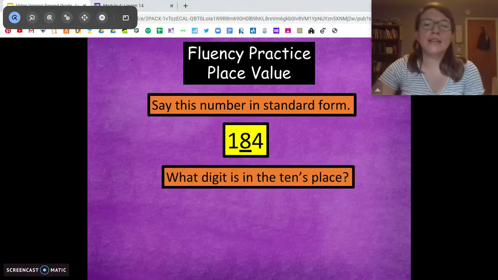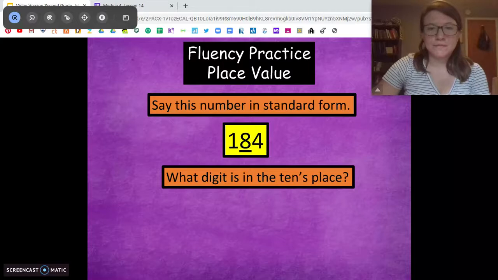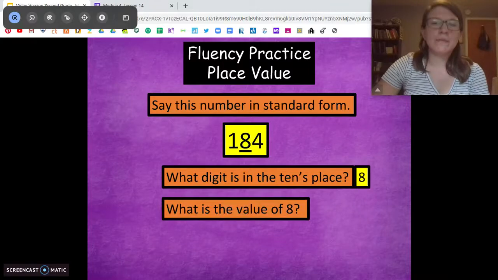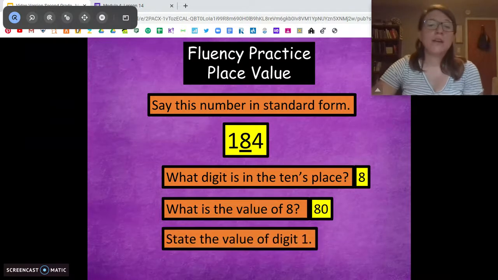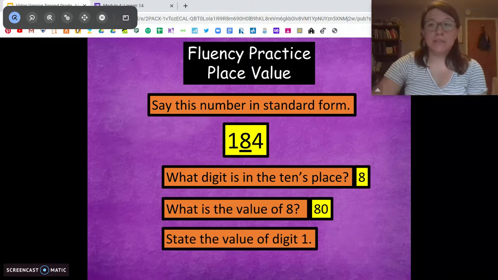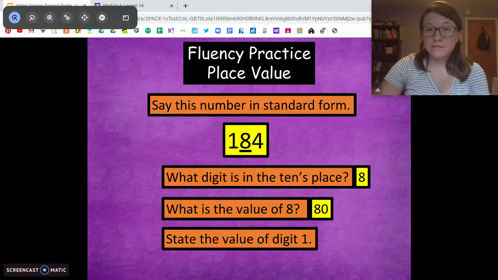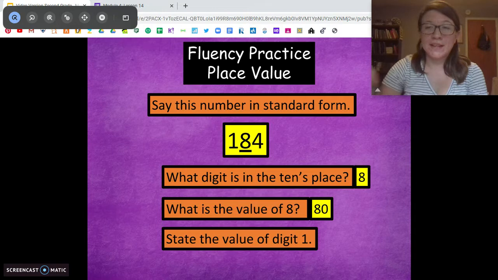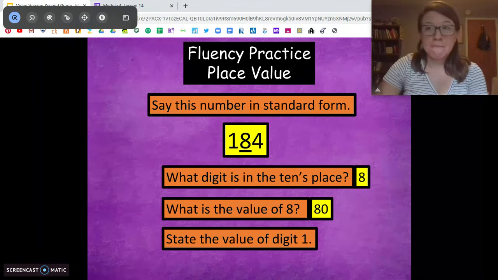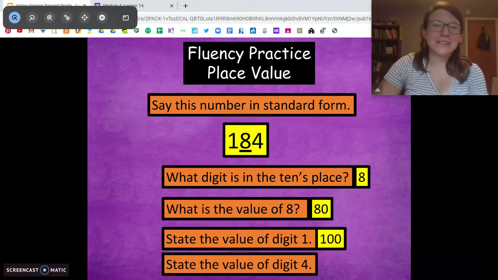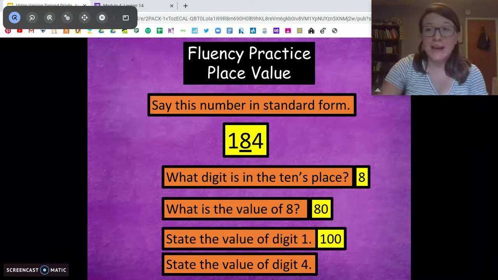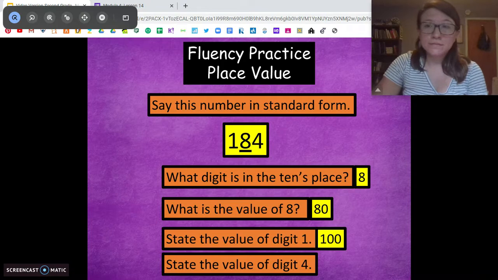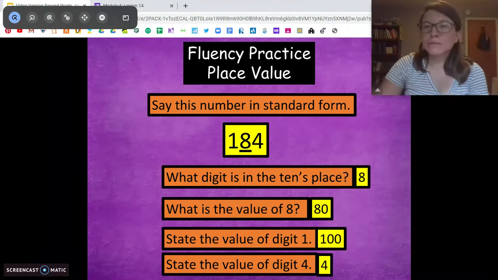184. Awesome. What digit is in the tens place? 8. Good. And what's the value of the 8? 80, because it's in the tens place. Very good. What's the value of the digit 1? So look at the place that it's in and tell me the value of it. 100. Perfect. All right. What's the value of the digit 4? Look at the place. Tell me the value of the digit 4. Just 4. Good. 4 ones.